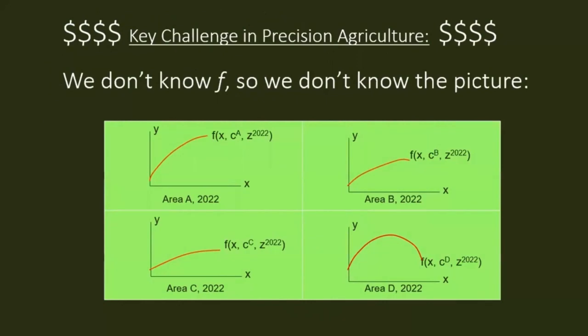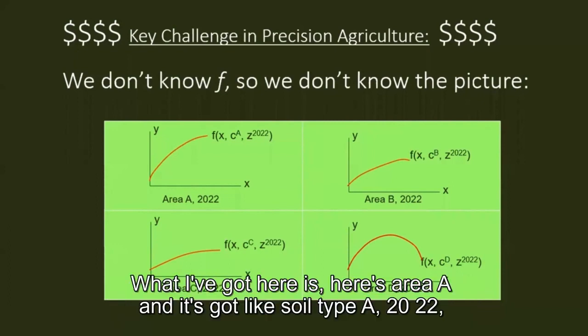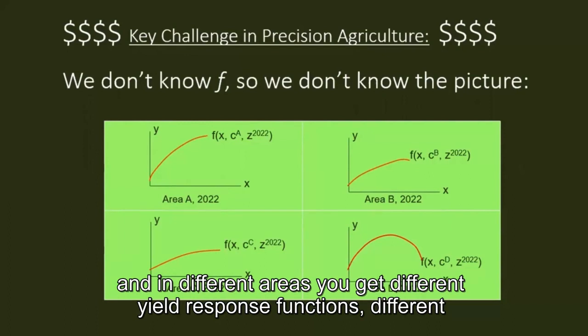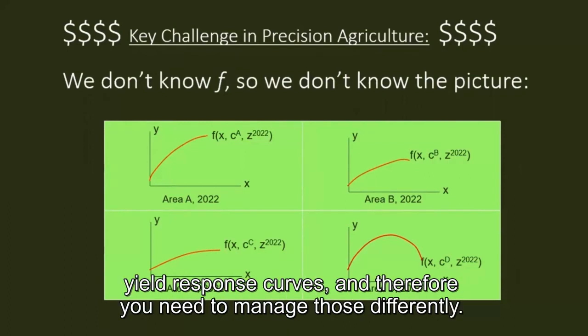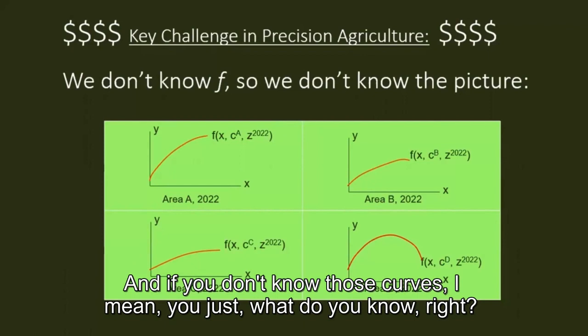Here we go. The key challenge in precision agriculture is that we don't know that picture. What I've got here is area A, and it's got soil type A, soil type B. The weather is like 2022. And in different areas, you get different yield response functions, different yield response curves, and therefore you need to manage those differently. And the problem is, we don't know those curves. And if you don't know those curves, what do you know, right?